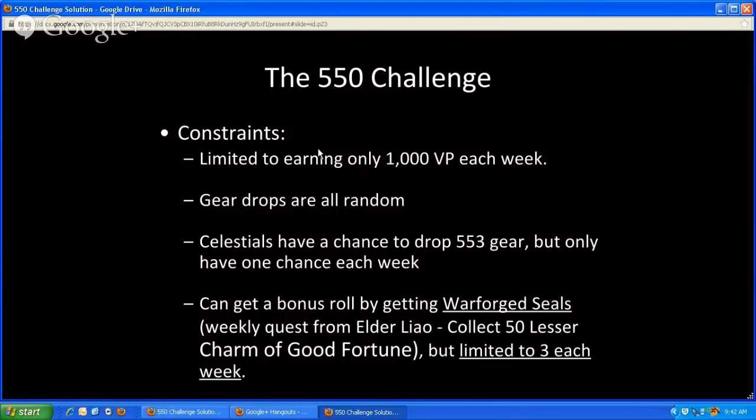And these are a weekly quest from Elder Liao. You have to collect 50 lesser Charms of Good Fortune, but you can only get 3 seals for every 50 turn in. And again, you can only do that once a week. So actually, Kay has a question, so I'll turn it over.